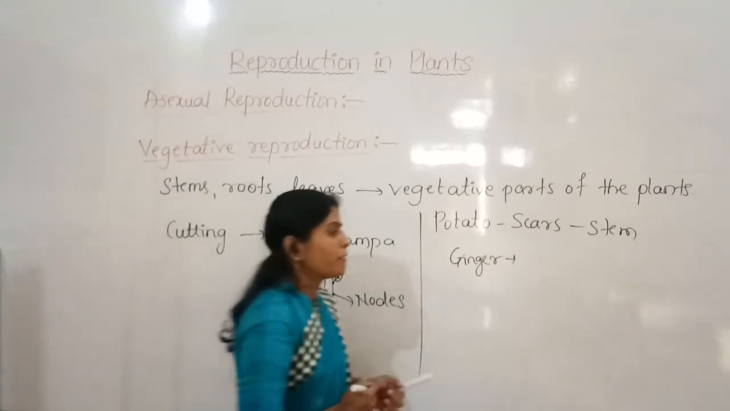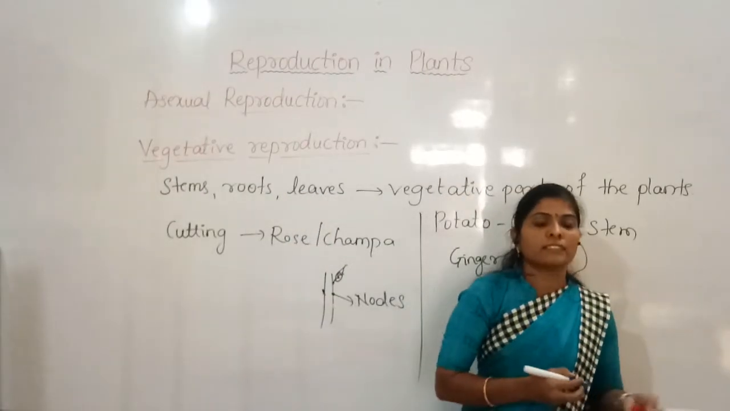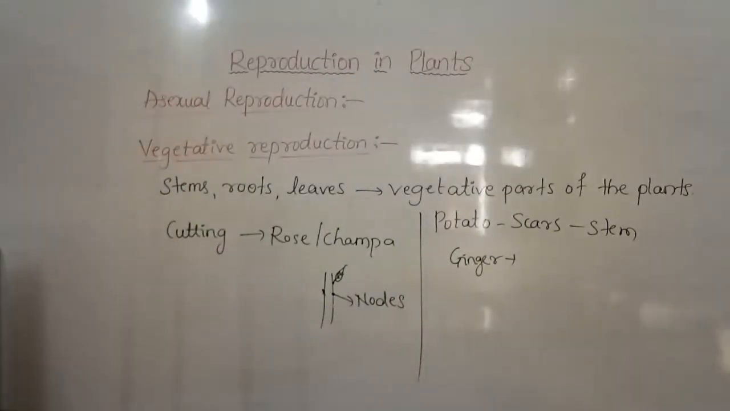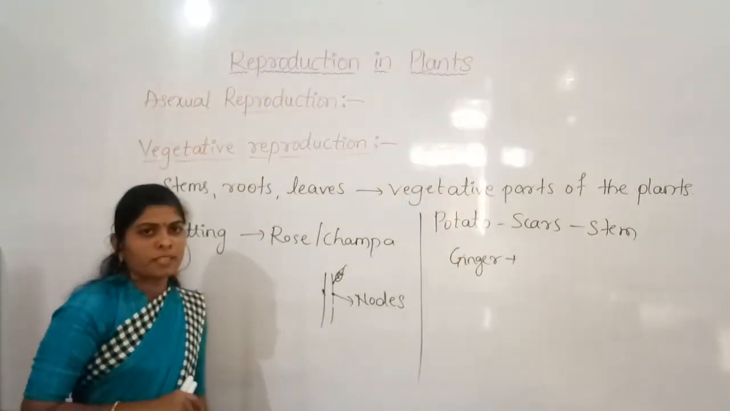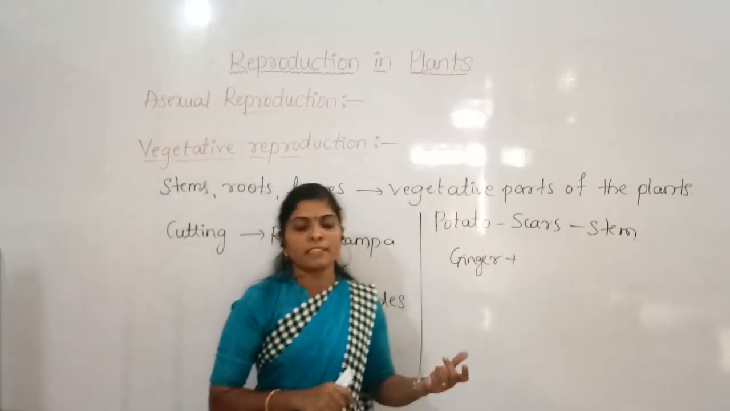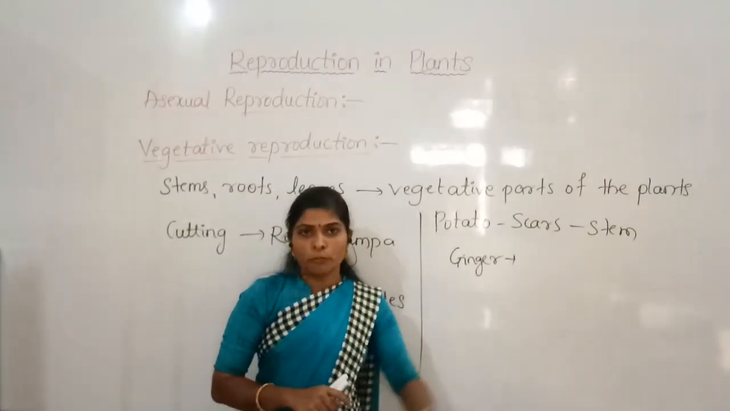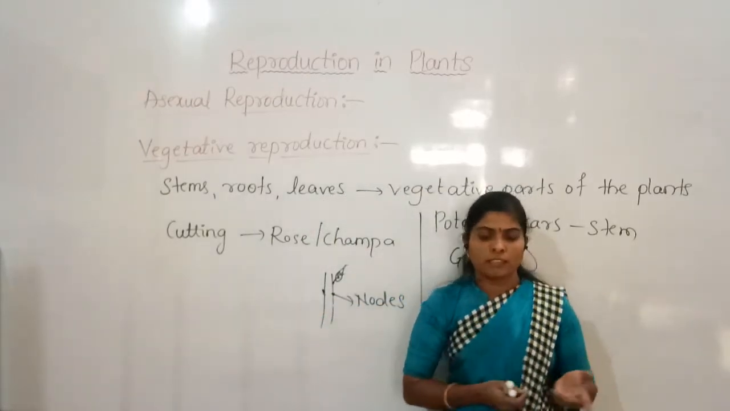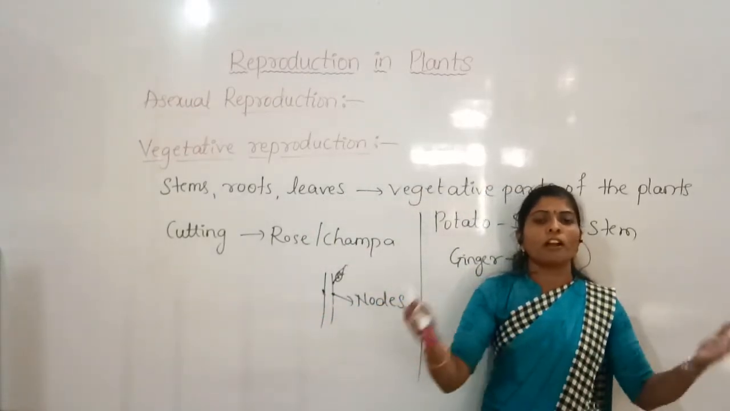And in the same way, other plants like dahlia and some other plants such as sweet potato and dahlia, they are examples for the roots. Yes, the roots will produce new plants. And also you can observe the cactus plants. They are growing in a broad area.